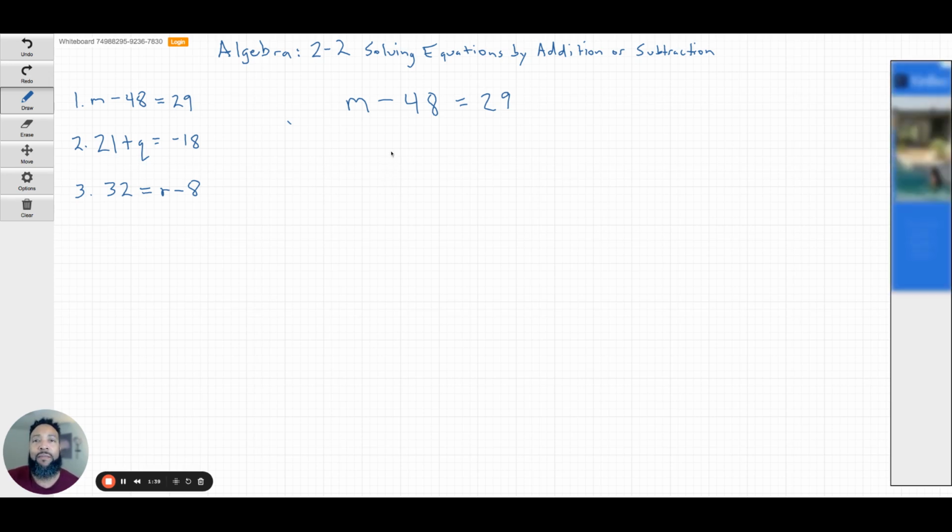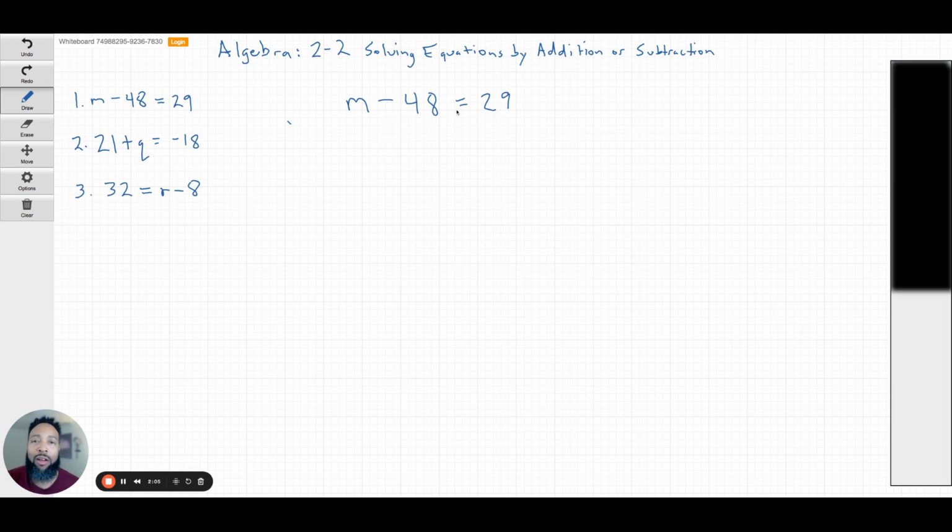An equation is what they would call an algebraic statement that has an equal sign in it. So you see it's an equals. Whatever is to the left of the equal sign is equal to whatever is to the right of the equal sign. So we have a variable m, which is something we don't know what it is, minus 48. Whatever all that is equals 29. And that's what we need to try and find: what this m is in order to make this equation work.